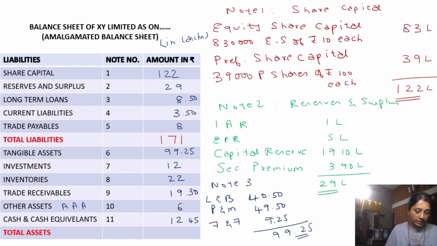entries without leaving anything. So 99.25 plus 12 plus 22 plus 19.3 plus 6 plus 12.45 comes up to 171. 1 crore 71 lakhs. So this is the balance sheet after amalgamation, where we total both the balances of X and Y according to purchase. Amalgamation in the nature of purchase.